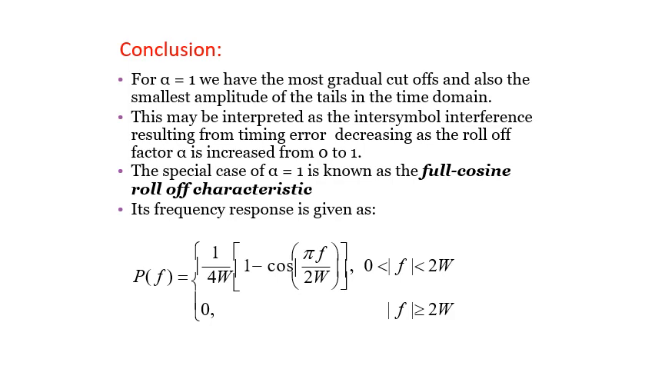So the special case of alpha equal to 1 is known as the full cosine roll-off characteristic. So its frequency response is given as P(f) equal to 1/4W of (1 minus cos(pi f divided by 2W)) for 0 less than modulus of f less than 2W, and P(f) is equal to 0 for modulus of f greater than or equal to 2W.